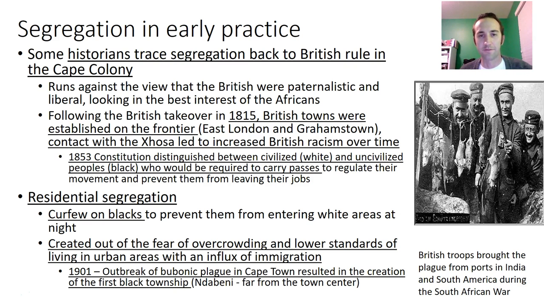Following the British takeover in 1815, British towns were established on the frontier of Cape Town, further and further east, and so they established East London and Grahamstown. And as they start to get contact with some of the local tribes, this led to increased British racism. As they started to get in fights, they started to hate those that they were fighting. In the 1853 Constitution, they started to distinguish between those that are civilized, white, and those that are uncivilized, black.